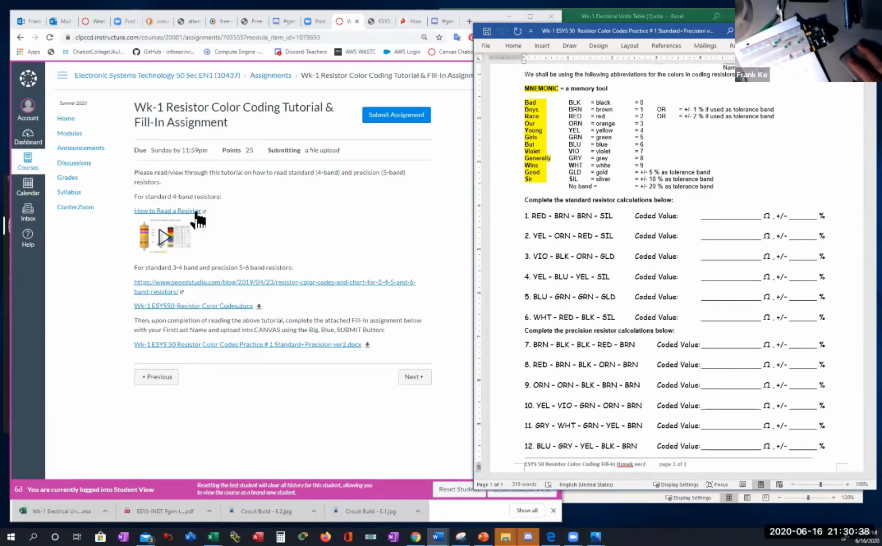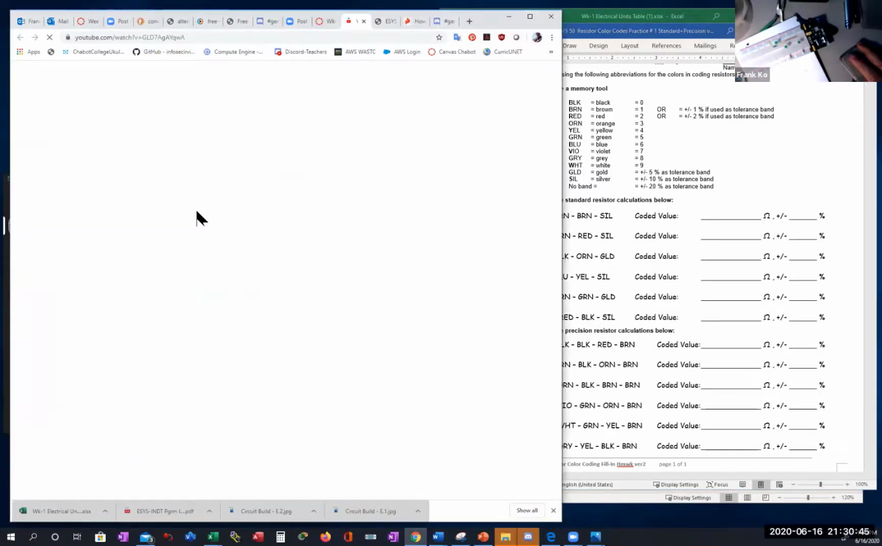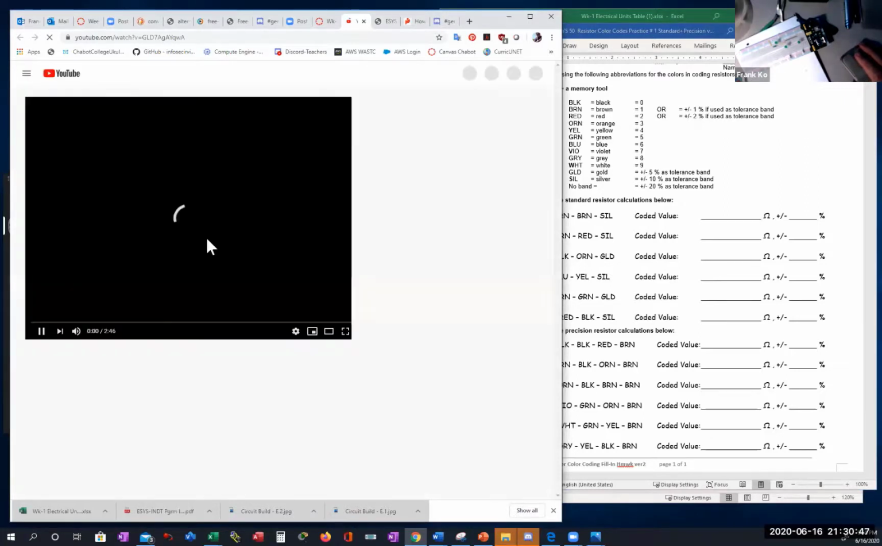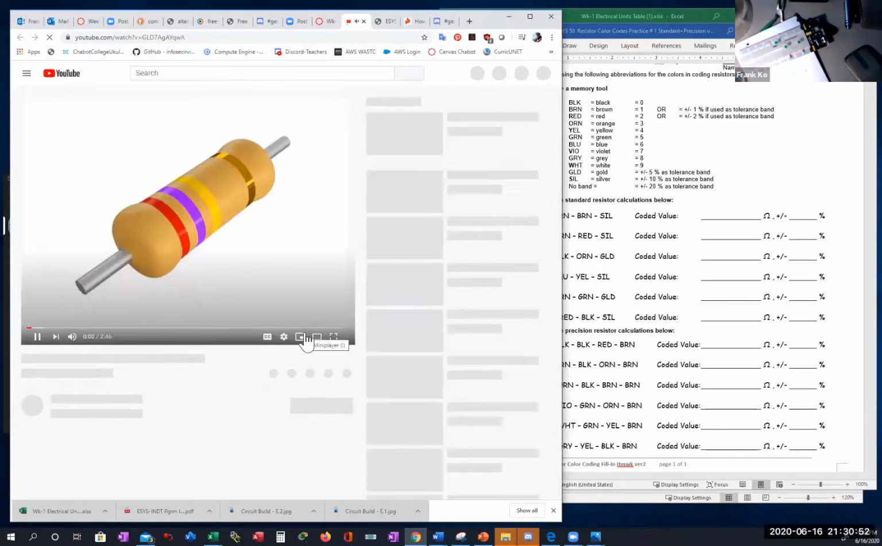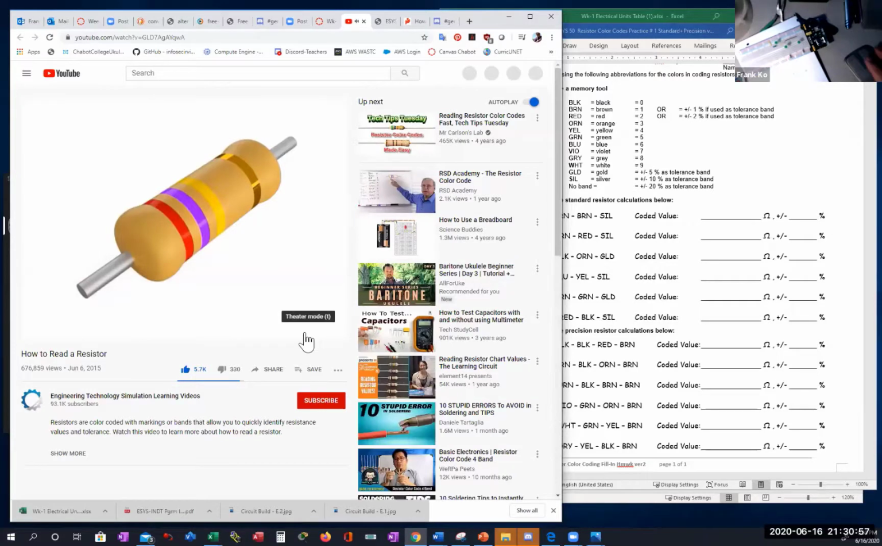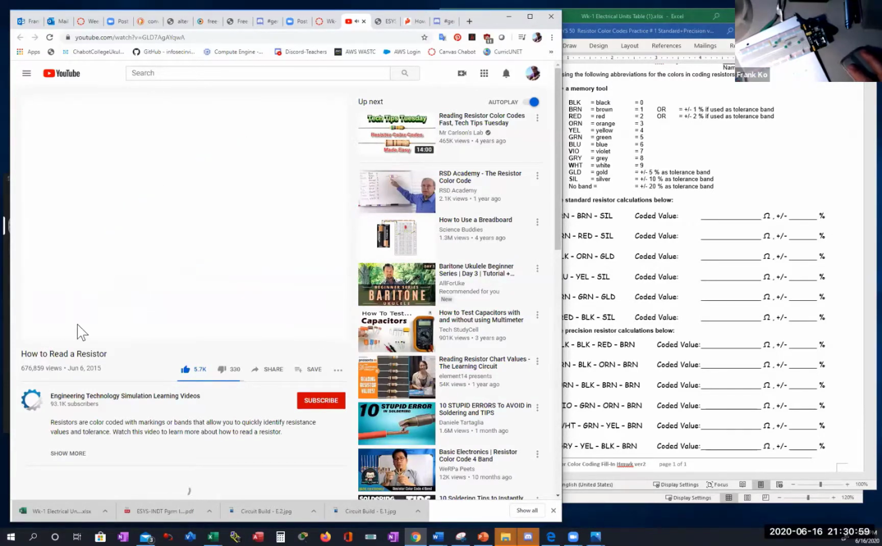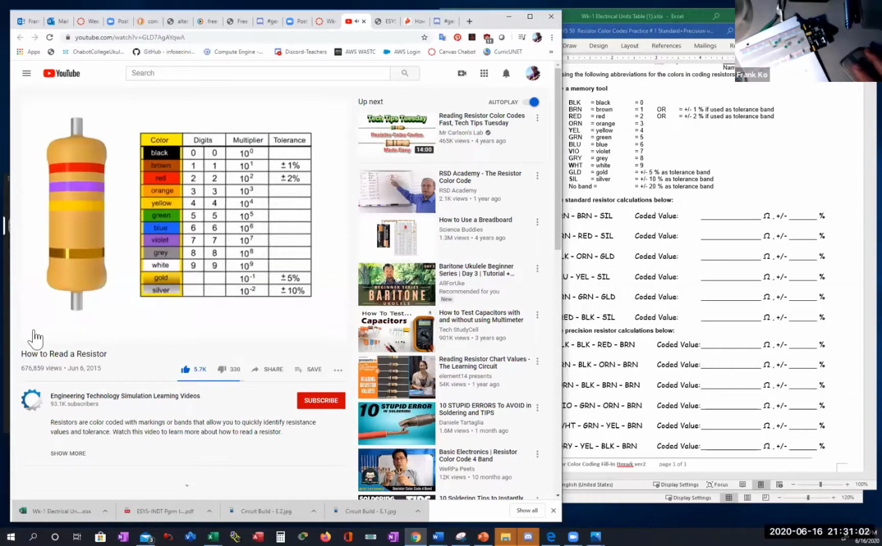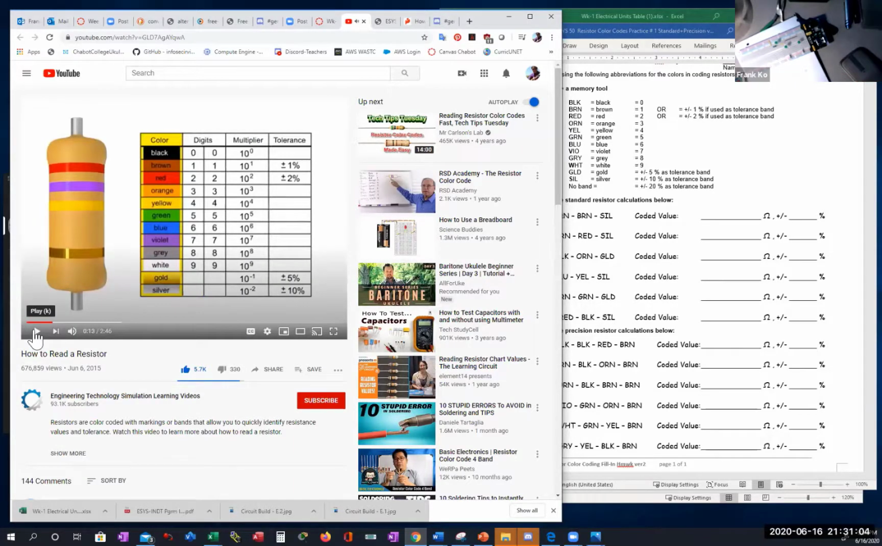So we start here. Standard four-band resistor. We click this, and as we click it, we will see the following. Resistors are color-coded with markings or bands that allow you to quickly identify resistance values and tolerance. Using a color chart table will allow you to... Okay, can everybody hear this on YouTube, and can you see the YouTube? Thumbs up if you can. Okay, I'm going to make this big screen.